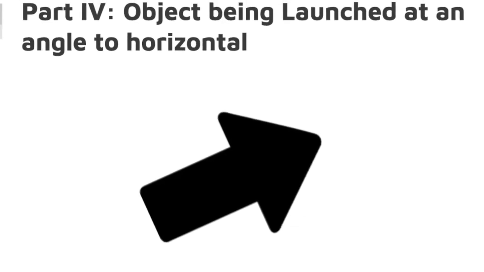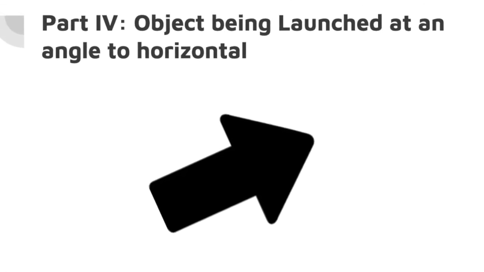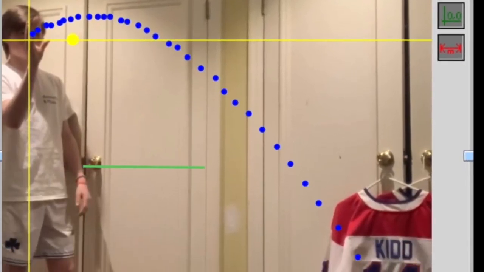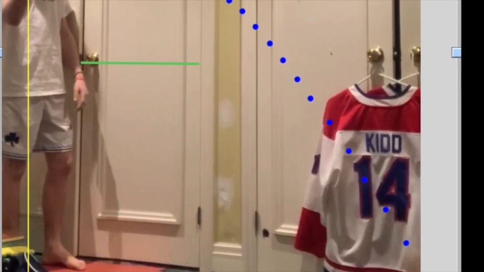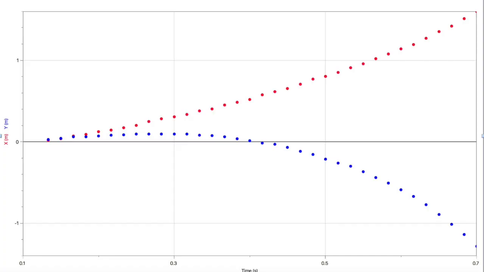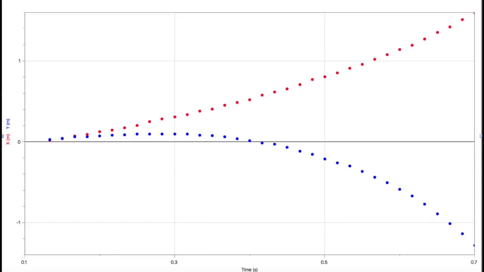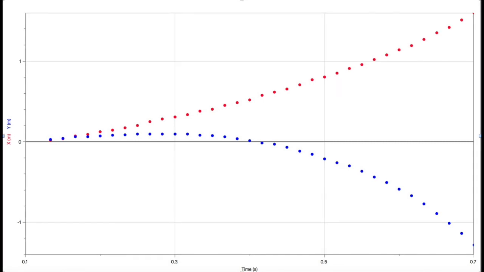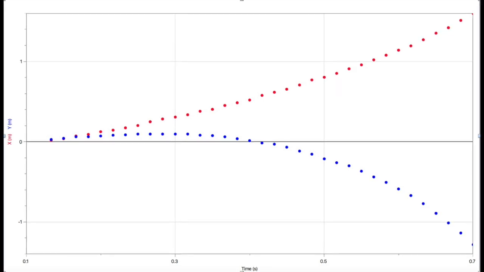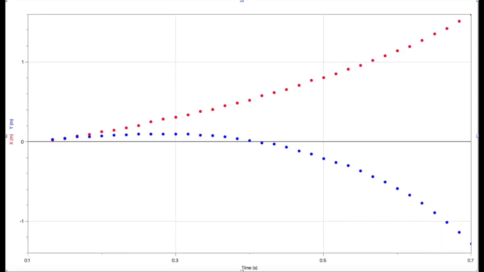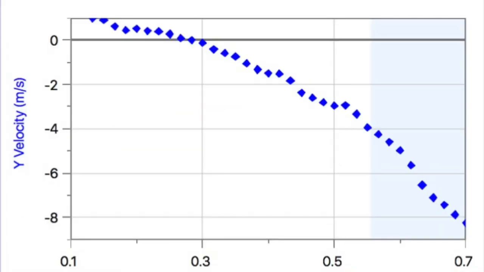Part 4. Object being launched at an angle to the horizontal. This photo shows all the Vernier Logger Pro points that we will input onto our graph. Looking at the position time graph here, the blue dots represent where the ball is at a certain point in time. So at 0.5 seconds, it's roughly 0.2 meters below where it started. Also, because the blue dots are a little further spread out at the end than at the beginning, it shows that the ball is accelerating.